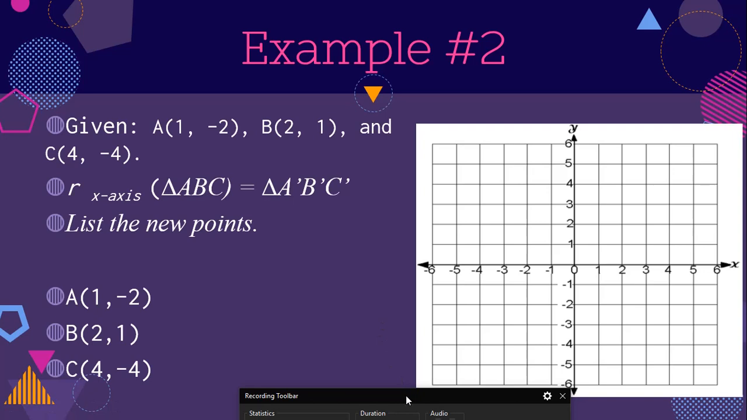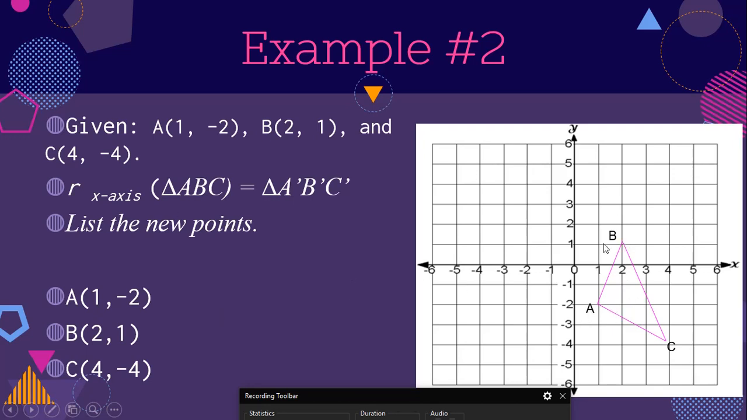Let's try example number 2. Take a minute and plot A, B, and C, and use your straight edge to connect the points, and then we're going to, again, reflect it in the x-axis. What I've done in this example is I've changed the location of B. I did make it go up 2 units.